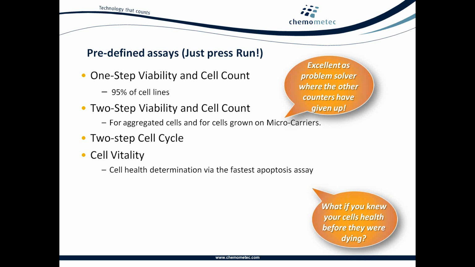And then we have a two-step viability cell count option for aggregated cells and cells grown out in microcarriers. Normally we say this is the assay to go to when other cell counters have given up. So we can actually very quickly, very easily count cells. And finally we have the two-step cell cycle and the cell vitality. It's not necessarily enough to know if your cells are alive or dead, but how healthy are your cells before they die. Can you tell that they're dying in a couple of days?